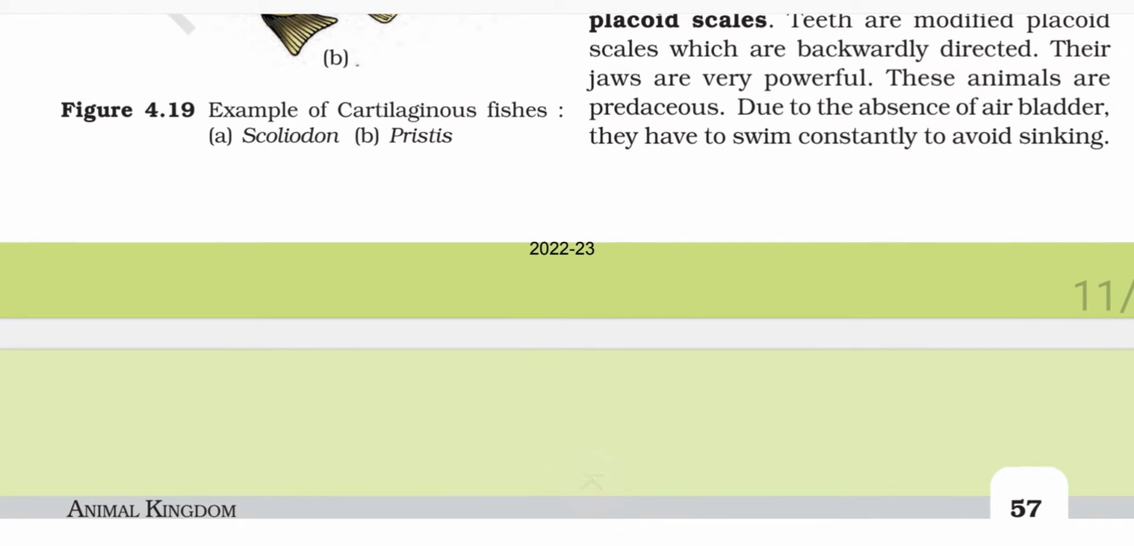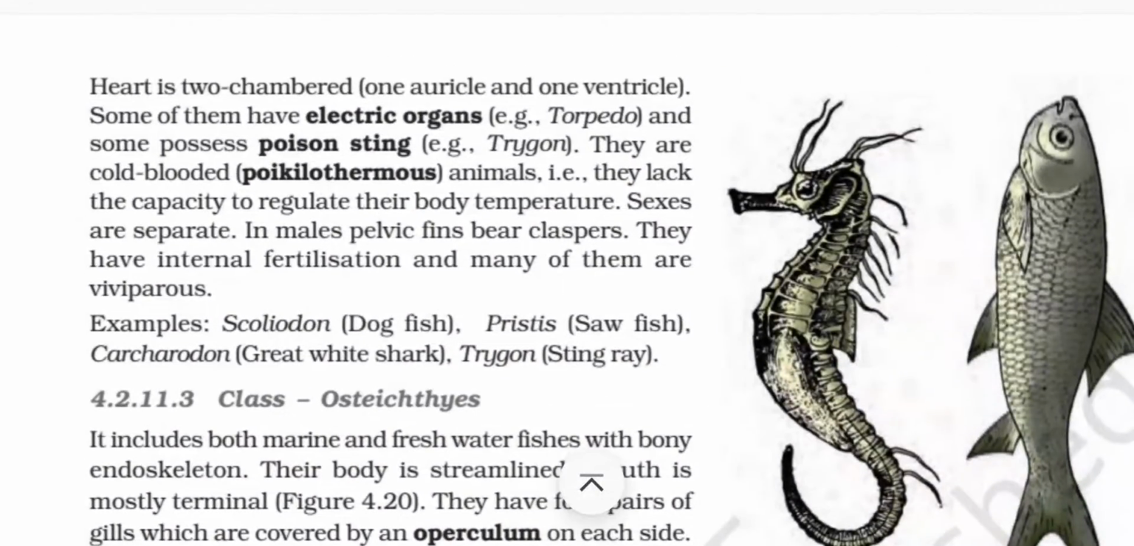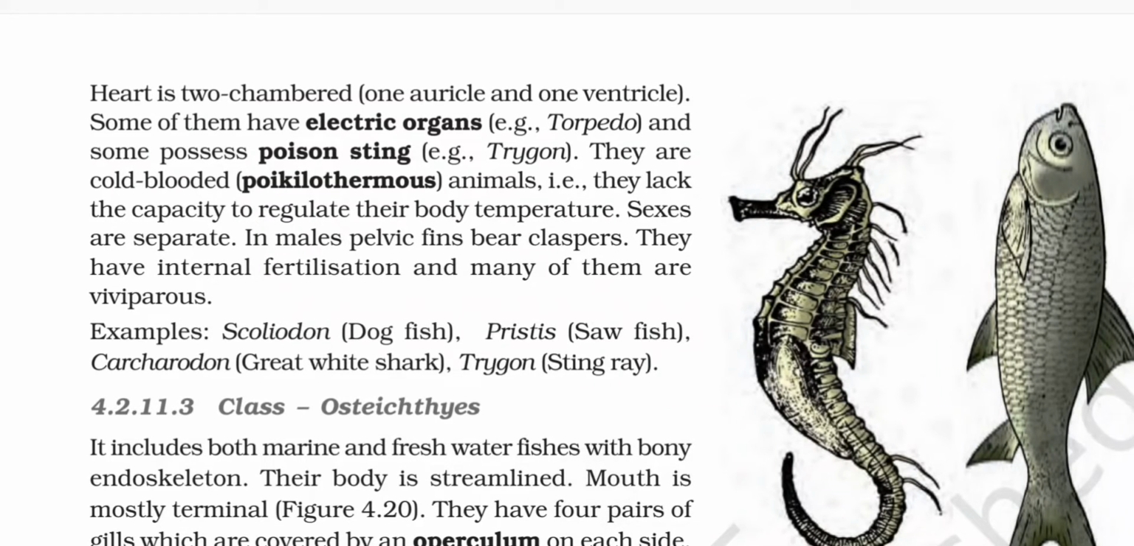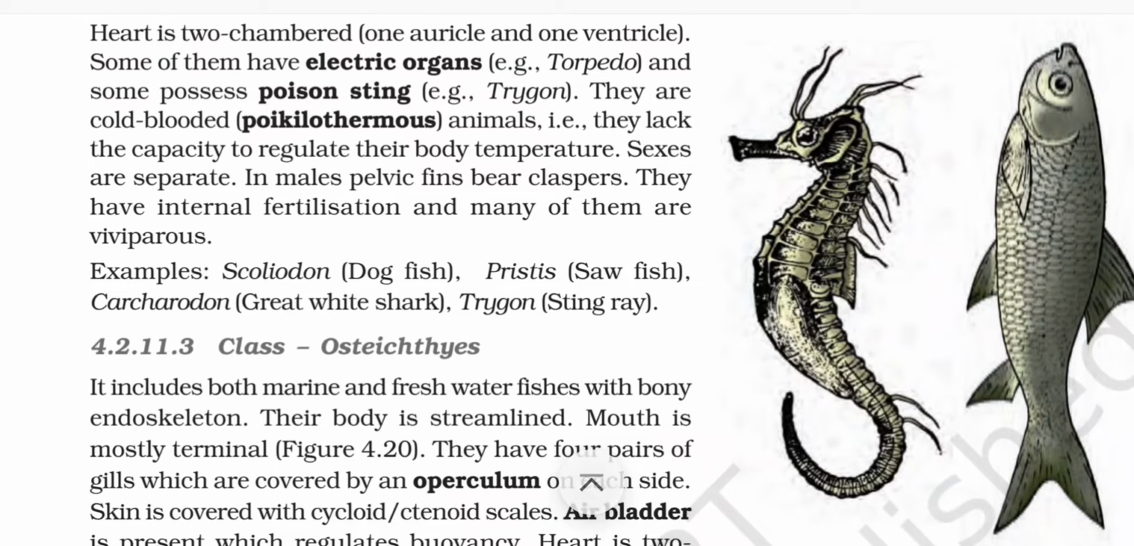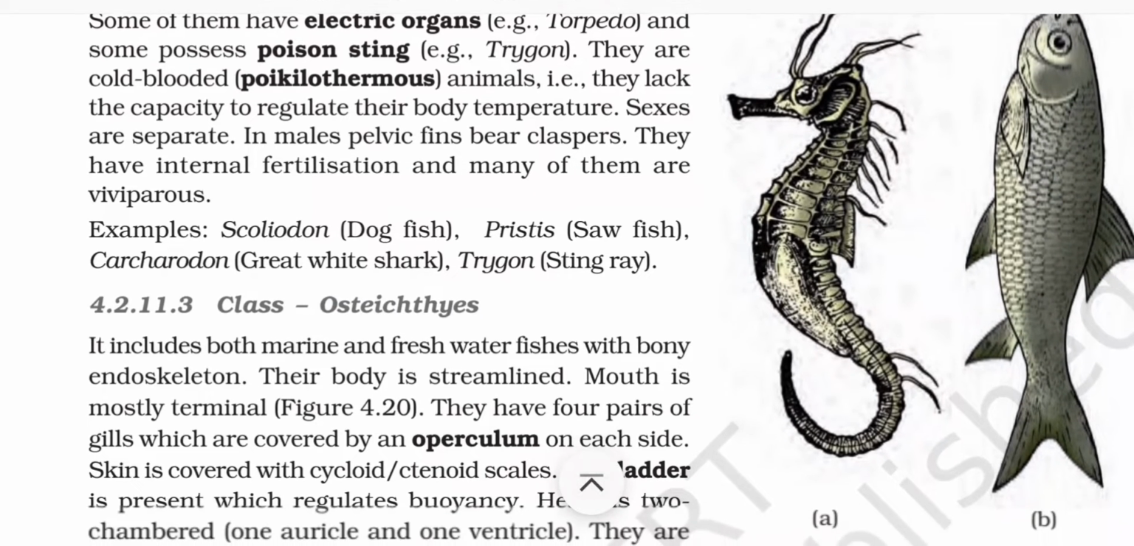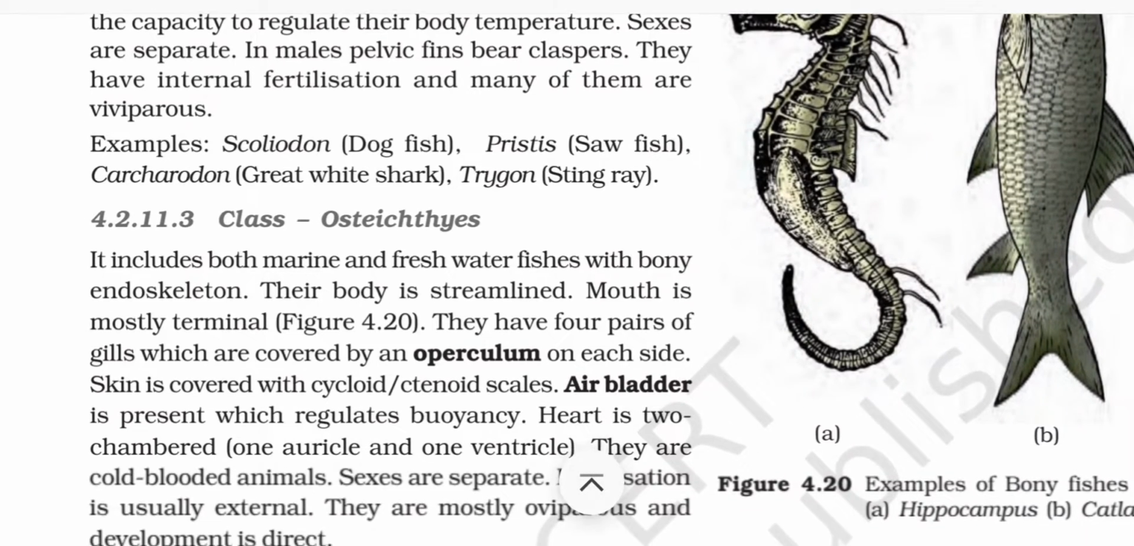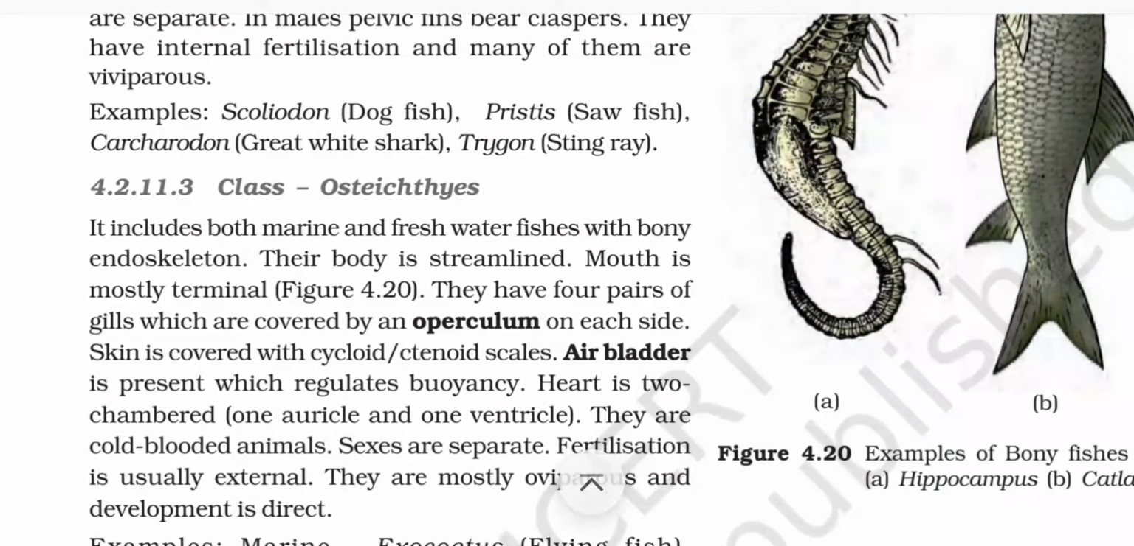These animals are predaceous. Due to the absence of an air bladder, they have to swim constantly to avoid sinking. Heart is two-chambered, one auricle and one ventricle. Some of them have electric organs, example Torpedo, and possess a poison sting, that is Trygon. They are cold-blooded poikilothermous animals, that is, they lack the capacity to regulate their body temperature. Sexes are separate. In male, the pelvic fin bears claspers. They have internal fertilization and many of them are viviparous. Example: Scoliodon, dogfish, Pristis, sawfish, Carcharodon, great white shark, Trygon, stingray.